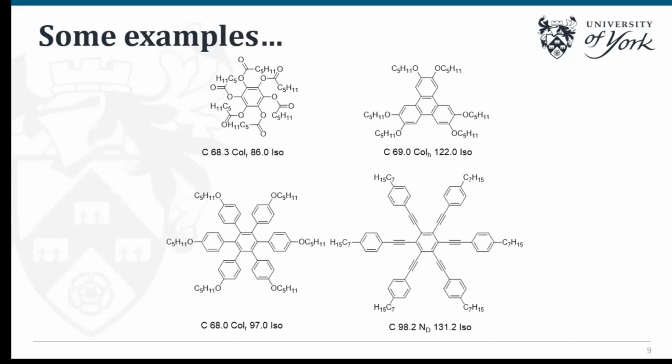In order for a molecule to have a discotic phase, you need to have a rigid central disc-like core, which is normally formed from aromatic rings. And then you need peripheral long chains, which again introduce fluidity to the molecular phase. And these are several examples.